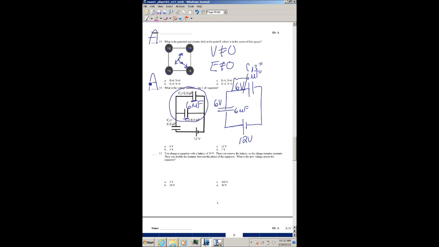Number 14 is A. If you charge a capacitor with a battery of 10 volts, then you remove the battery so the charge remains constant, then you double the distance between the plates of the capacitor. What is the new voltage across the capacitor? I know that Q is equal to CV. I also know that C is equal to epsilon naught A over D. I am doubling the distance, so that means that my capacitance is going down by a factor of a half. And so if my capacitance goes down by a factor of a half, keeping my charge constant, that means that my voltage has to go up by a factor of 2. The voltage was initially 10, so now it's 20. That's B for 15.